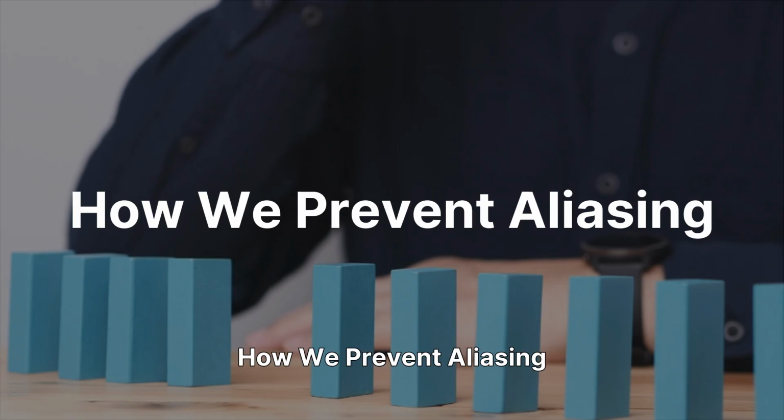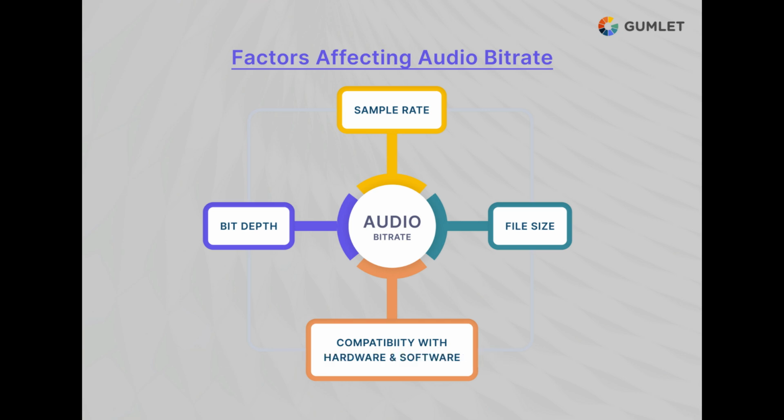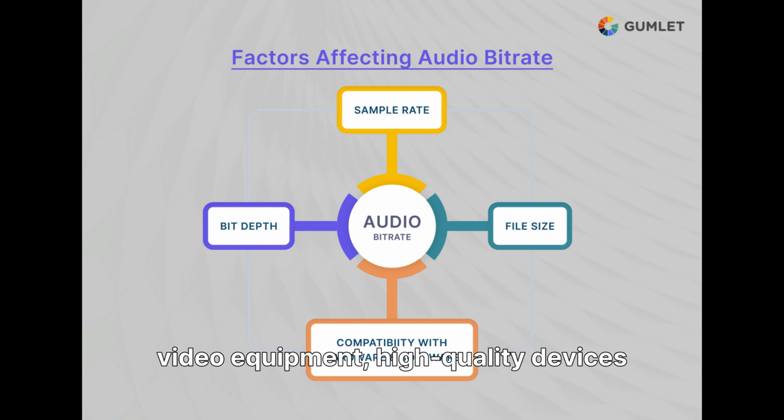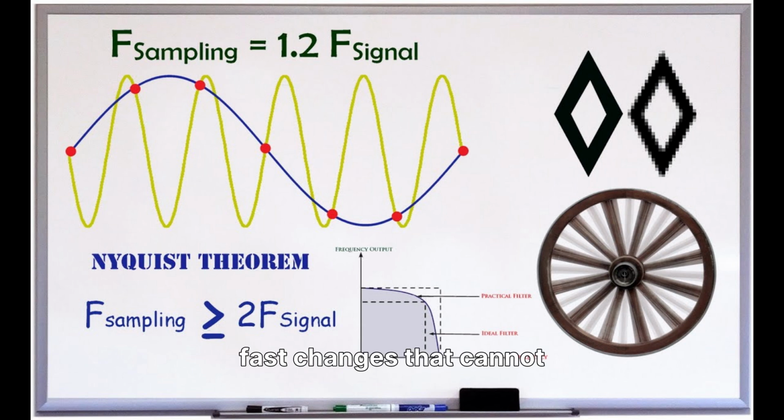How we prevent aliasing. 1. Sample fast enough. Using a sampling rate high enough to capture the details of the signal prevents aliasing. This means taking more snapshots per second. In digital audio and video equipment, high-quality devices use fast sampling rates to preserve detail accurately. 2. Use filters before sampling. Before converting a signal to digital form, we often pass it through a low-pass filter. This filter removes very fast changes that cannot be sampled correctly. Removing content that cannot be captured prevents aliasing.